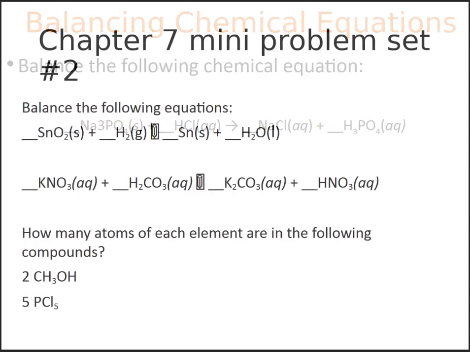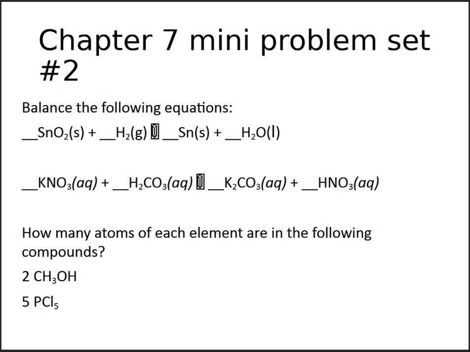We'll go on and do, so this is the chapter 7 mini problem set. So it should post to Blackboard at noon. So I'm going to check and make sure that it does. You're going to have to balance 2 equations, and then you're going to tell me how many atoms of each element are in these 2 compounds. And keep in mind that there are coefficients here.